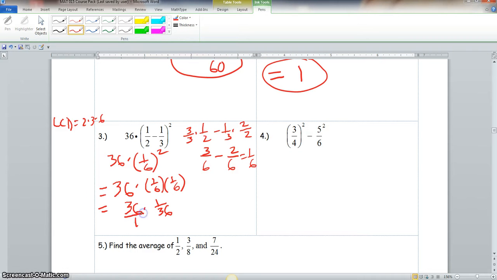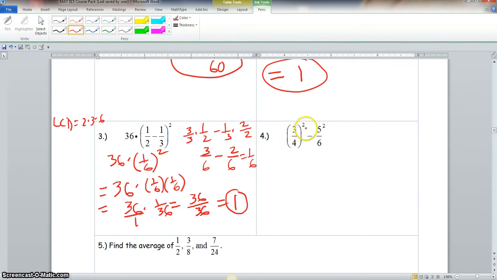Now we'll put this 36 over 1. And if you notice here, this ends up being 36 over 36, which is 1. Okay, now we go here to number 4. We have 3/4 in parentheses squared minus 5 squared over 6.